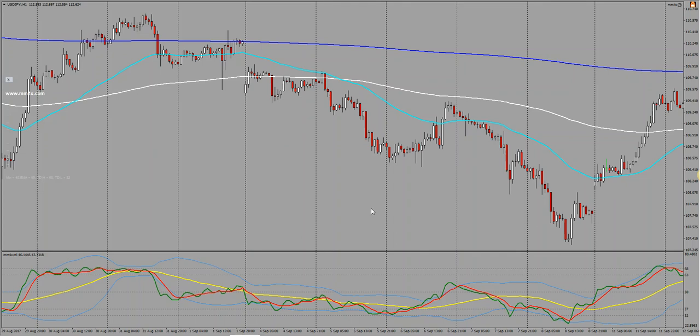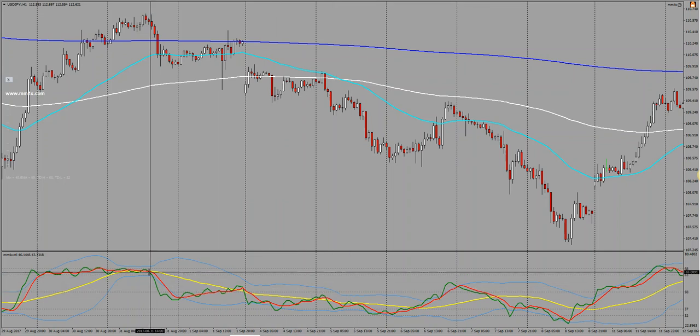Well, we simply use the trader's dynamic index indicator on the bottom, and as you can see here, we have a mid-level of 50, and we have a higher level and a low level. By looking at these lines here, the price is the green one, the signal is the red, the yellow will be the sentiment of the market. So you have kind of a bearish sentiment because it's below the 50 line.